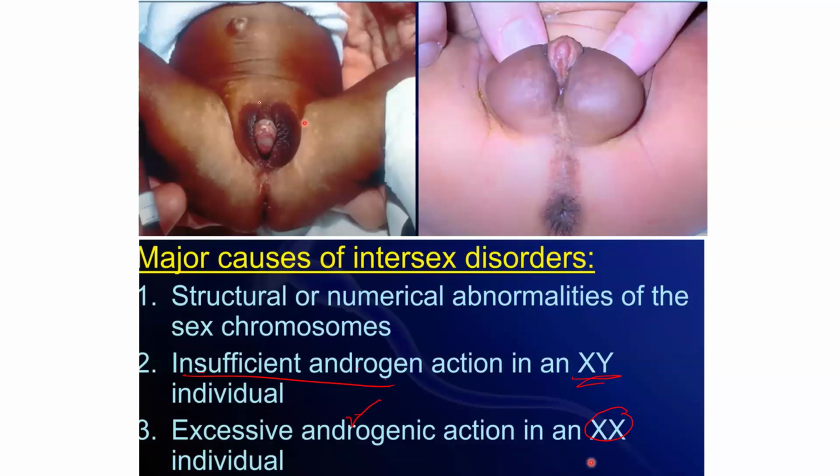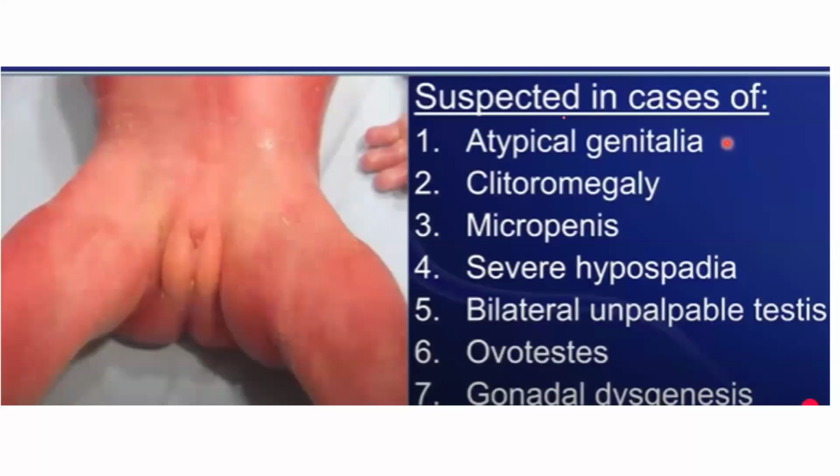So this one you cannot tell, is this a male or a female? You can't tell. Also, this one looks more of a female, but the labia majora look like they have some form of virilization. So it's difficult to tell. So they have ambiguous genitalia.